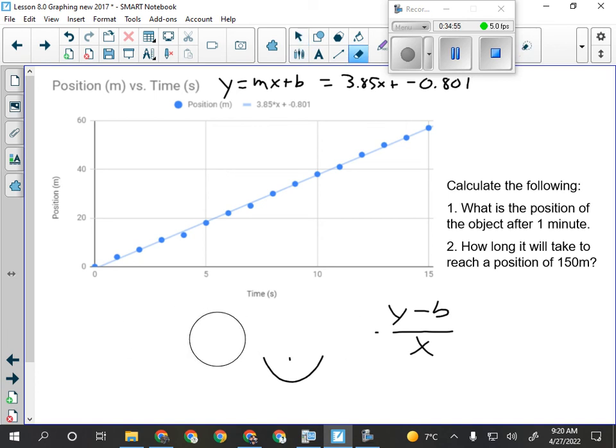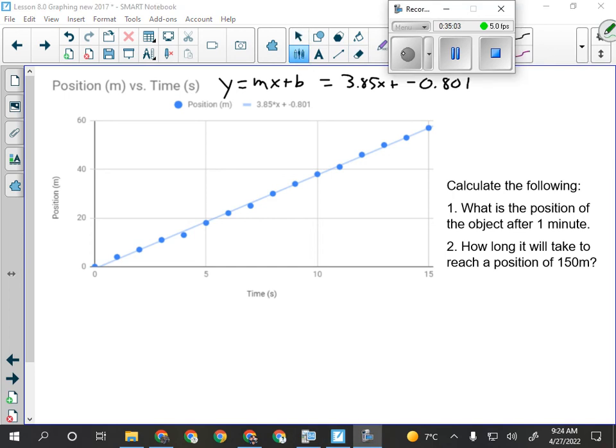Okay? And I want you to use this equation to do it. Okay, use the graphing equation to do it. Okay, let's have a look at number 1. What are they asking me to calculate in number 1? Y or x? Y. Okay, position is on the y-axis.